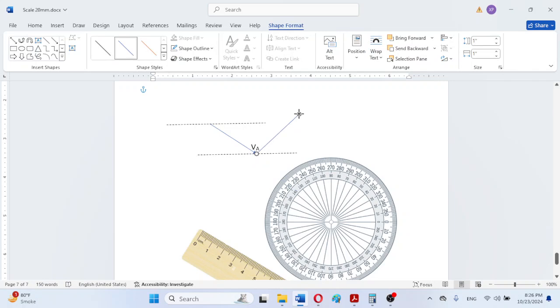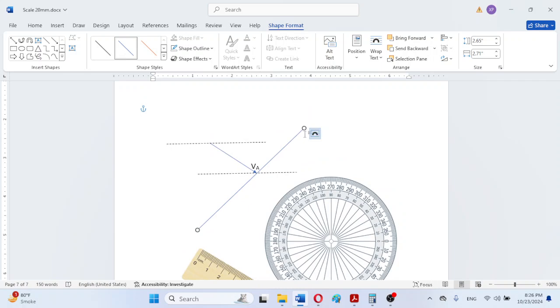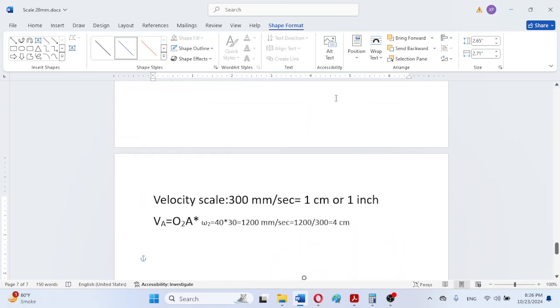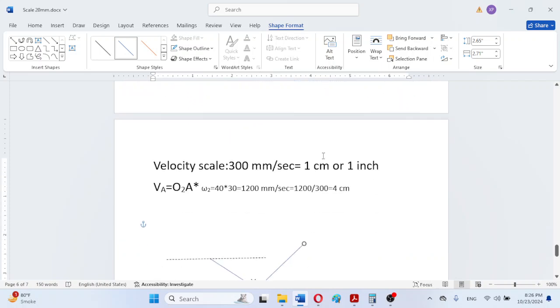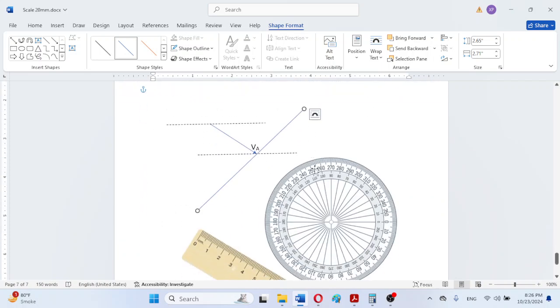perpendicular, at the given angle as it is given there, and we will proceed extending it in both orientations, in the upward and downward, and this angle must be equal to this angle of 64 degrees, this angle between this horizontal slider axis and this VBA line, so 64 degrees. So we can now confirm.